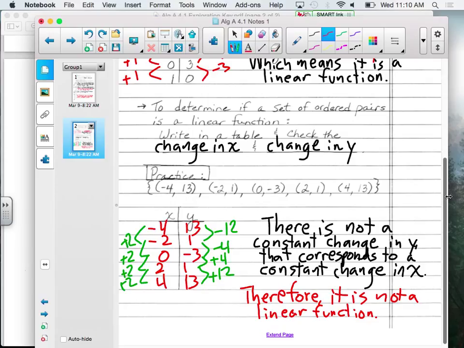Then once you get all your changes in between the values, you're going to write that there is a constant change in x that corresponds to a constant change in y, and you're going to say by how much, so like +2, -1, things like that. And then the last part is identifying if it's a linear function.